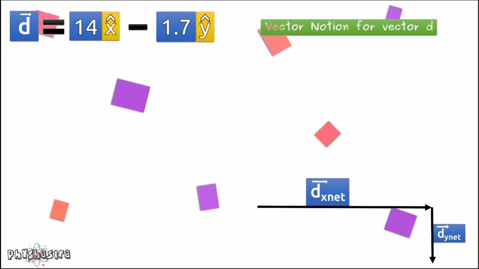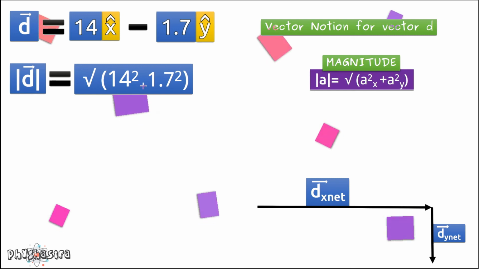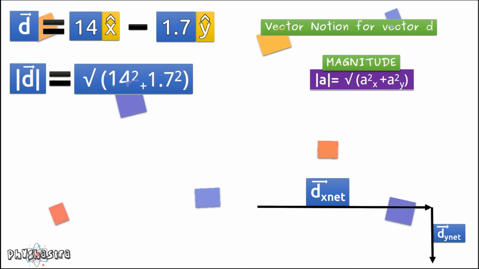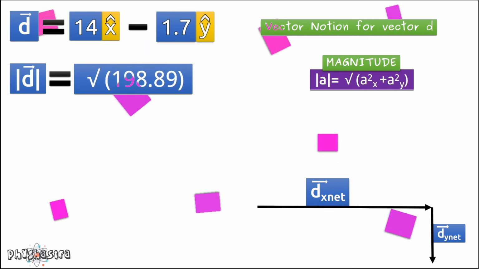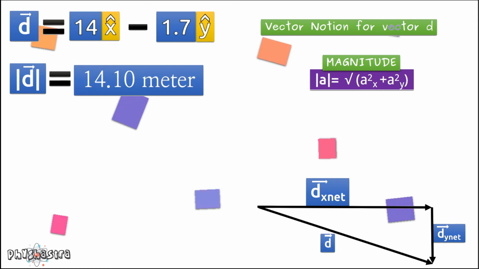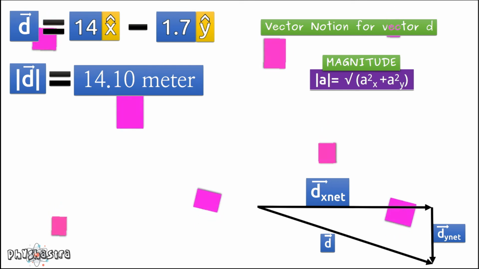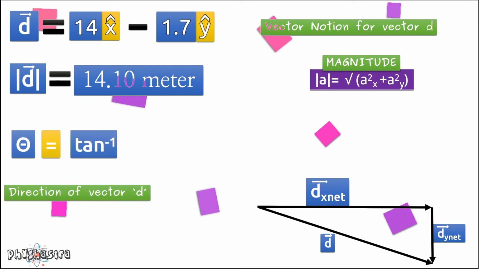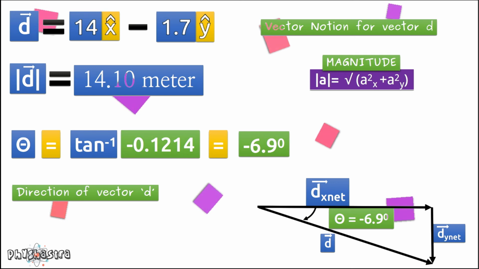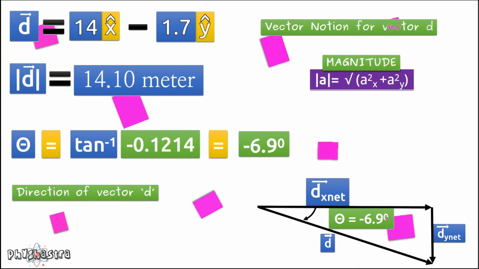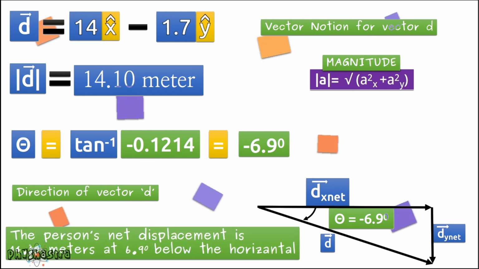Now we need to find the magnitude. The magnitude of the resultant vector d equals the square root of the square of the x component plus the square of the y component, which we get as the square root of 198.89. Then we get the magnitude as 14.10 meters. Now the angle theta equals the inverse tangent of dy upon dx, which is 6.9 degrees in the clockwise direction. We write the net displacement of the person as 14 meters at an angle of 6.9 degrees below the horizontal.